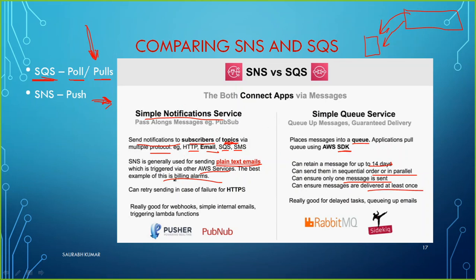If I talk about SNS, it can retry sending in case of failure of HTTPS. It can retry 3 times, 4 times, as many times as you have set. But SQS is really good for delayed tasks, queuing up email. There is no resend because it is not even sending. No, you have to receive it on your own. Next, SNS is really good for webhooks, simple internal email, triggered Lambda functions. Then you use SNS. If it is a delay task, queuing up emails, then you go for SQS.